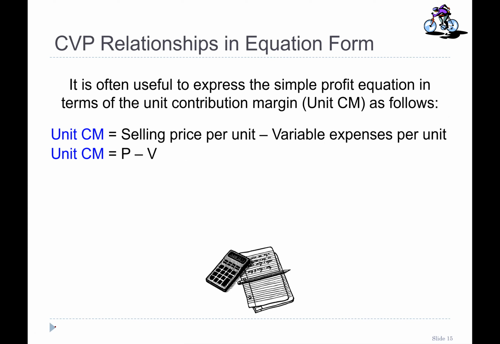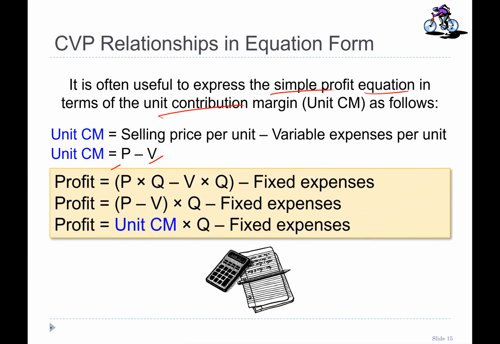So we know that CM per unit, or unit contribution margin, is often useful to express the simple profit equation. We know that sale price per unit minus variable cost per unit is our CM. So if you see our equation, in this Q is common, so we take Q. Sale price minus variable cost per unit, we replace it with the CM. So we are left with contribution margin multiplied by quantity minus fixed cost.